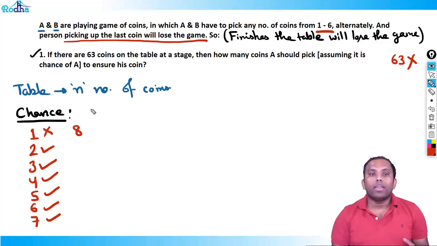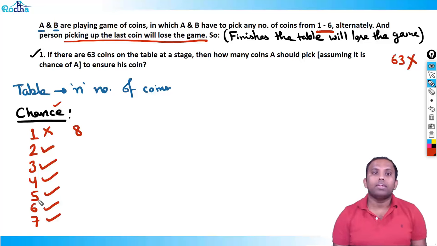If there are eight coins, even if I pick one, seven are left. And we have seen that if seven coins are on the table, whosoever's chance it is will win the game. I am left with eight coins, so I have to pick at least one coin. Even if I pick one coin, you'll be left with seven coins. And even if I pick six coins, you'll be left with two coins. In both cases, you will win the game, right? Whosoever's chance it is with any number from 2 to 7 will win the game, because if there are seven coins, you will pick six coins and the last coin I will pick.